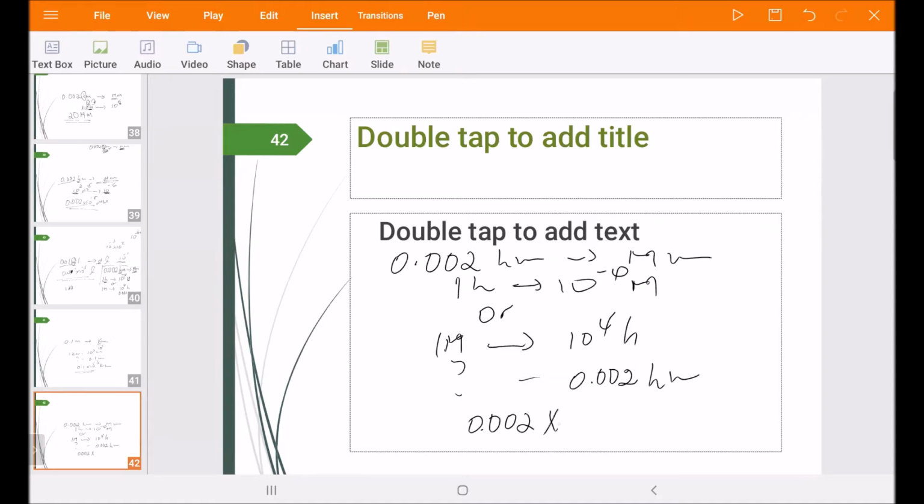0.002 times 10 to the power of minus 4 megameter. So this makes the correction. Mega is 10 to the power of 6, hecto is 10 to the power of 2, so 6 minus 4 is 2, and we multiply by 10 to the power of 4.